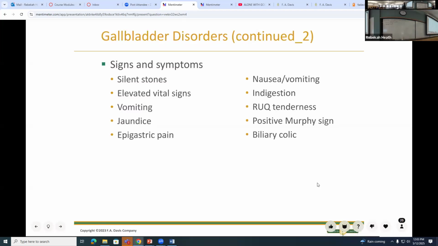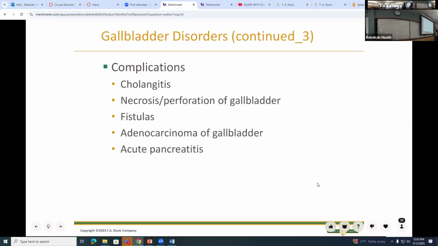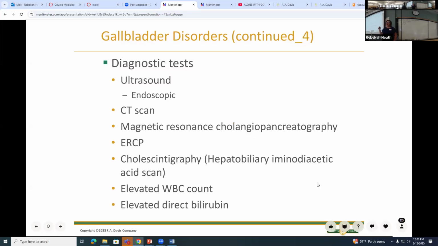Signs and symptoms, sometimes they can be silent, but a lot of times it's vomiting, jaundice, anything that's causing irritation to that area, including the liver. It's usually associated with when they eat, it hurts. Right upper quadrant pain, wait, that's left, right? So put your hand on your right upper quadrant, that's usually where it's hurting. Complications, it can get severely inflamed. In fact, it can even become necrotic as well. It can cause pancreatitis as well.